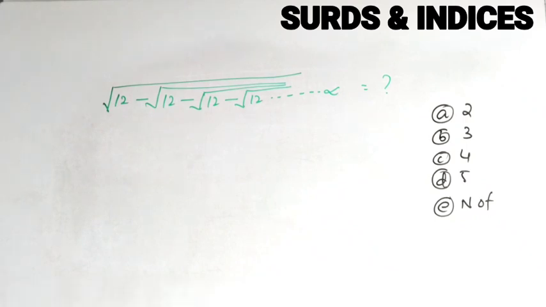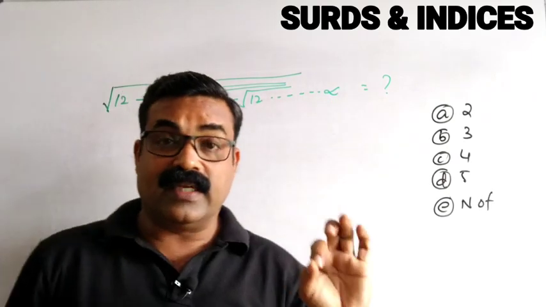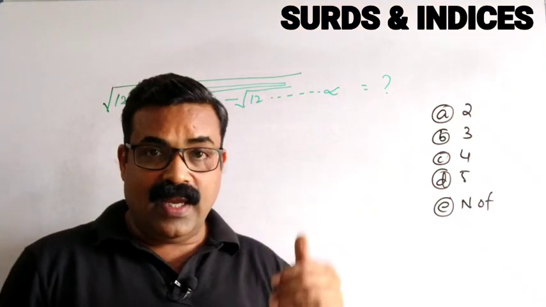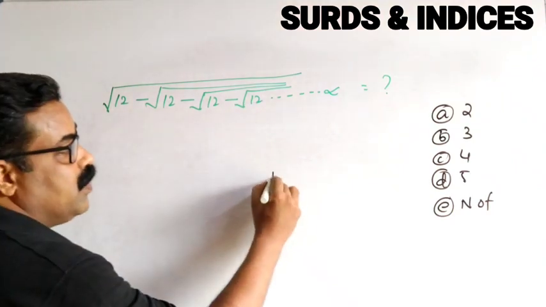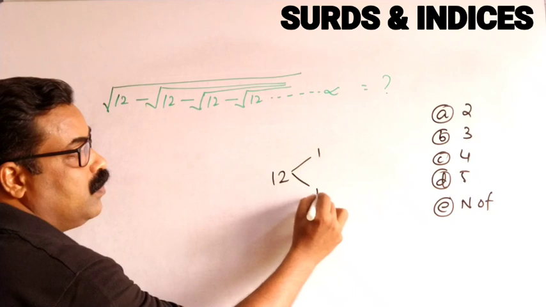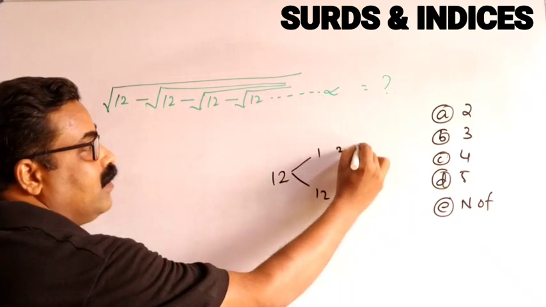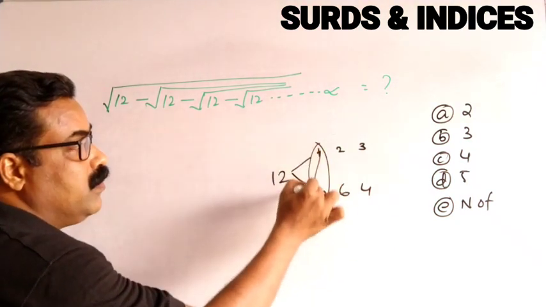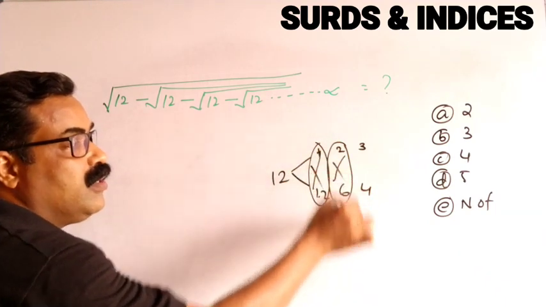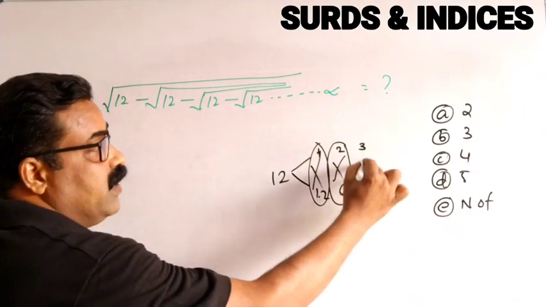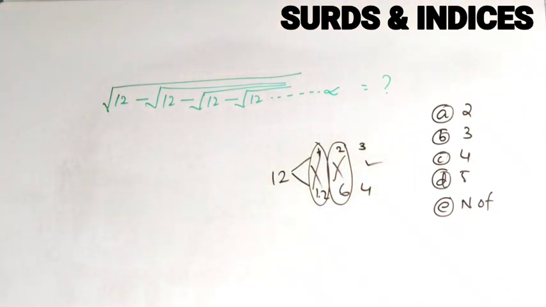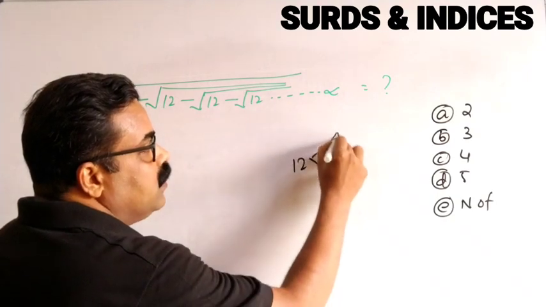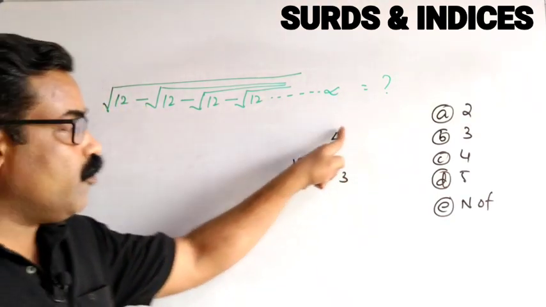First point is to ensure that this series is up to infinity. Yes, the series in the given question is up to infinity. If the series is up to infinity, we can apply the trick. What's the rule? The number is 12. So what are the factors of 12? I can write 1 and 12, 2 and 6, 3 and 4. For 1 and 12, the difference is not 1. For 2 and 6, the difference is not 1. For 3 and 4, the difference is 1. So I can take the factors as 4 and 3. The factors of 12 are 4 and 3.